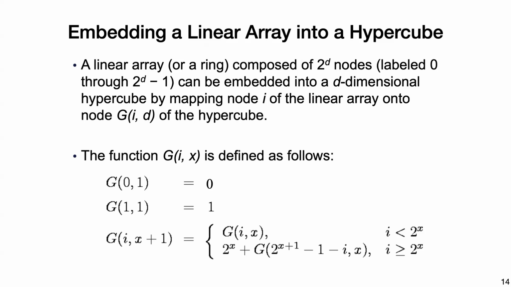A ring is just, it has the thing connecting the beginning and the end. Yeah, that's the only difference. Yes, exactly. It can do everything that an array can, except if you wanted to send from the end to the beginning in an array, you have to go all the way through. But in a ring, you can just go around.